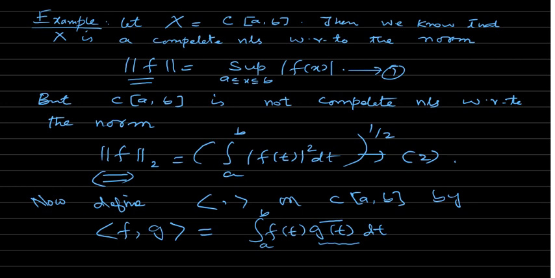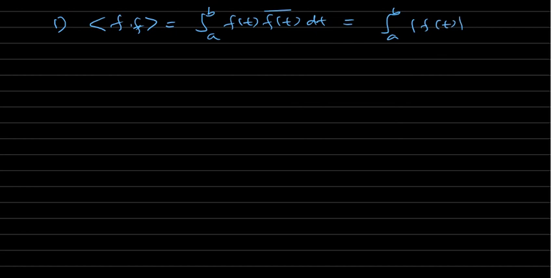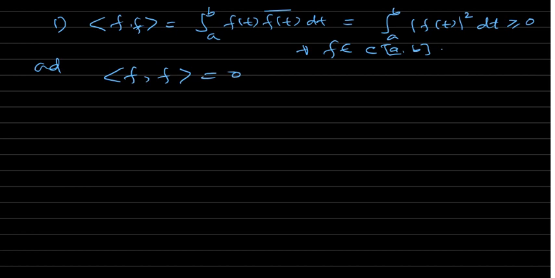So the first property is the inner product of f with f. This is equal to the integral from a to b of f(t) times its conjugate dt, which is the integral from a to b of |f(t)|^2 dt, which is always greater or equal to 0. This is true for all f in C[a, b], continuous functions. And one more thing: this inner product is 0 if and only if the integral of |f(t)|^2 dt is equal to 0.